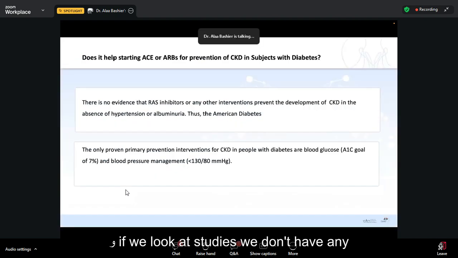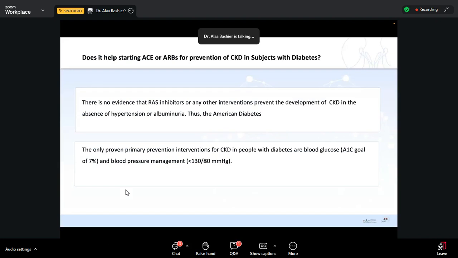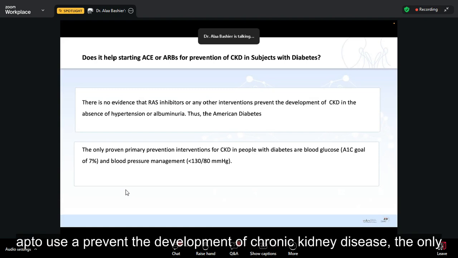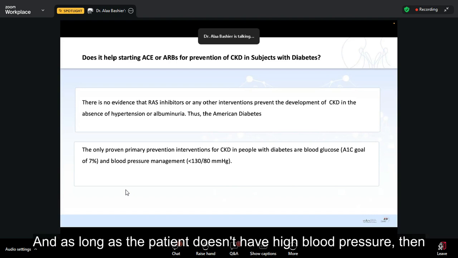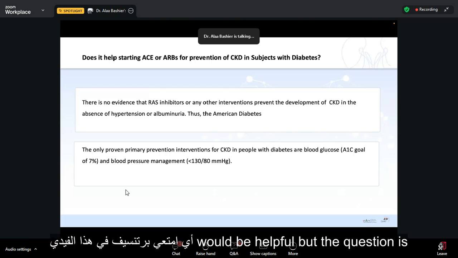And if we look at studies, we don't have any evidence that RAS inhibitors are actually used to prevent the development of chronic kidney disease. The only proven intervention to reduce or to prevent the development of diabetic kidney disease is good glycemic control and good blood pressure control.